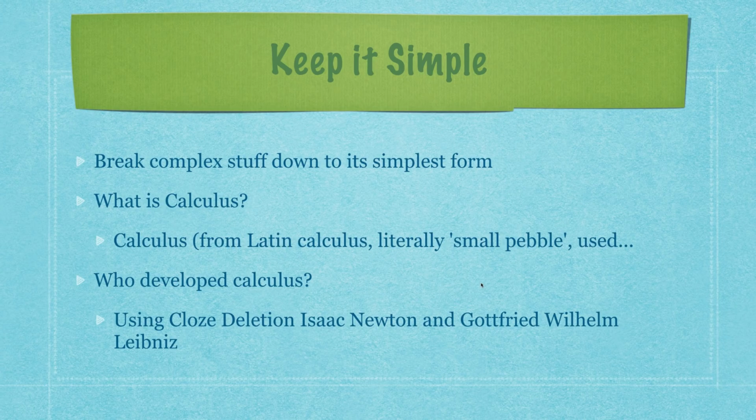You're also going to want to break complex stuff down into its simplest form. Once again, here's an example. Instead of saying, for example, on one of your cards, "What is calculus?" and then having this long-winded answer, you're instead going to try to break it down to its simplest forms. So, for example, "Who developed calculus?" And you can see an example of how that works right there.